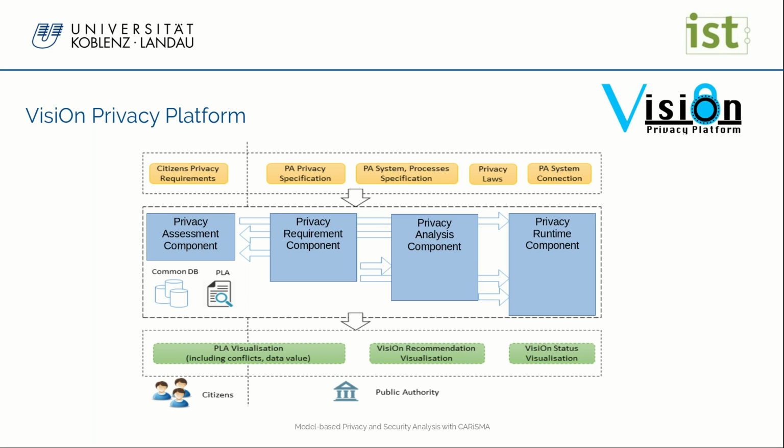At first, tools collect citizens' preferences on privacy and security and make those available to other tools over a common database. These preferences are taken by the privacy requirement component to specify security and privacy requirements for the processes in the PA system. These requirements are used to analyze the system models of the public administration for security and privacy weaknesses. Our tool CARiSMA is included in this component.